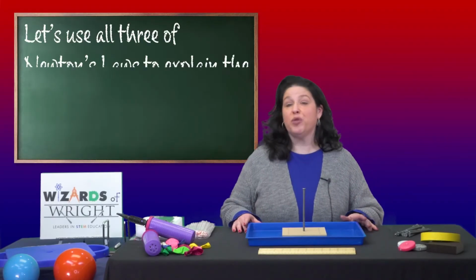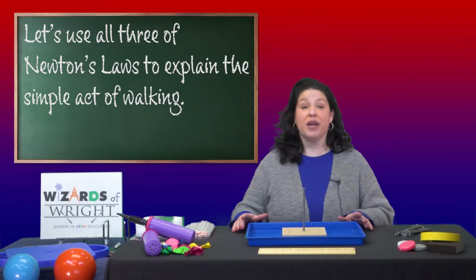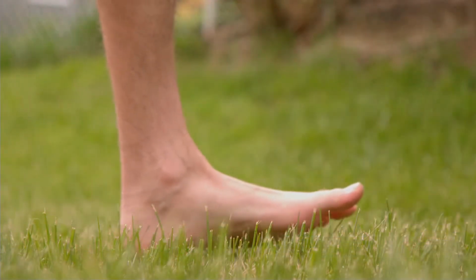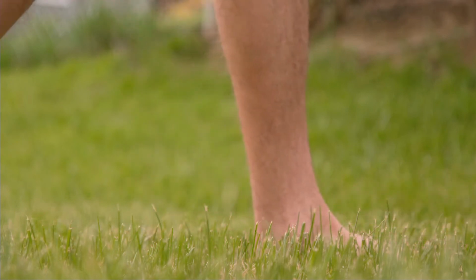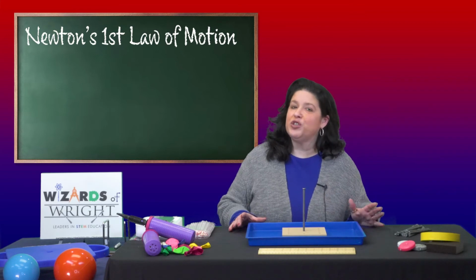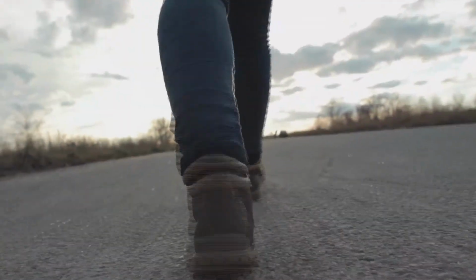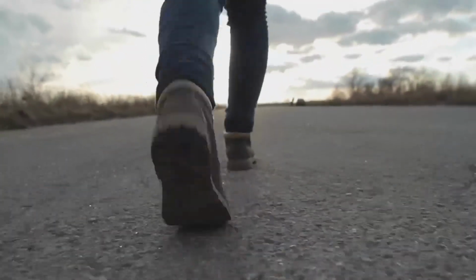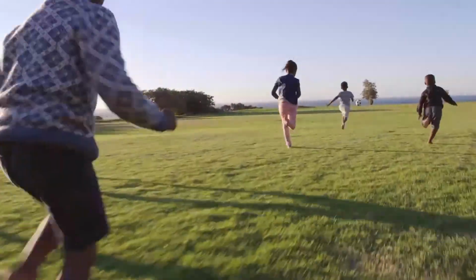Since you've now studied all 3 of Newton's laws, let's use all 3 as we explain the simple act of walking. Before you start walking, you are an object at rest that needs a force to become an object in motion. Pushing on the floor with your foot would be that force. Once in motion, a force is required to stop walking, such as gravity or friction. That's Newton's first law.